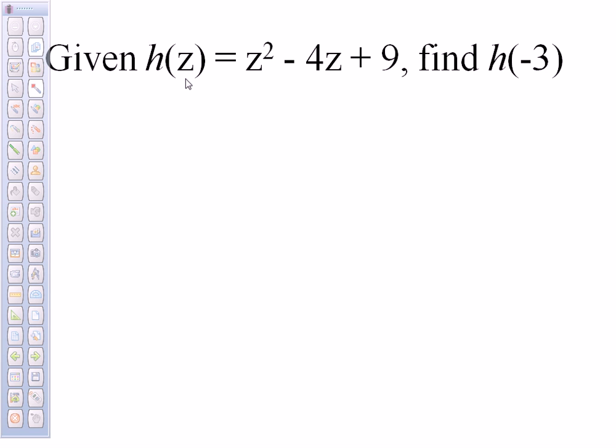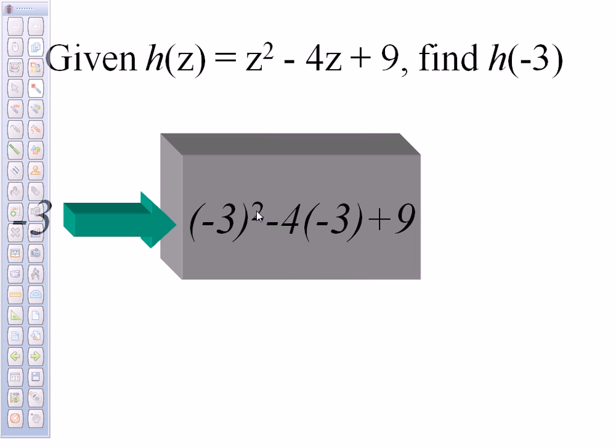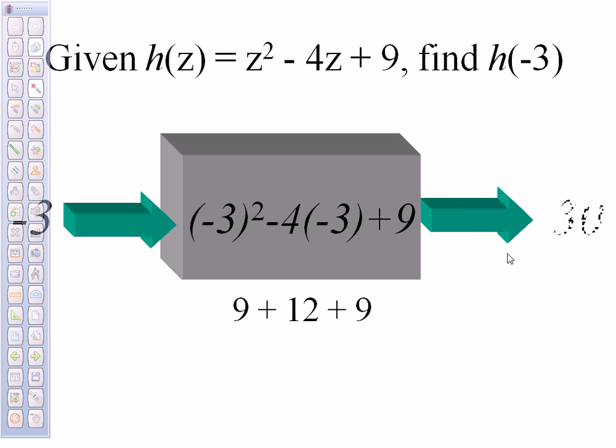So we plug it in, and the first thing we'll do is square it. Minus 4 times negative 3 plus 9. Well, negative 3 squared is what? Positive 9. And then negative 4 times negative 3 is 12. And then 18 plus 12 is 30. So, h of negative 3 is 30. Pretty simple? Okay, so we're evaluating that function there.